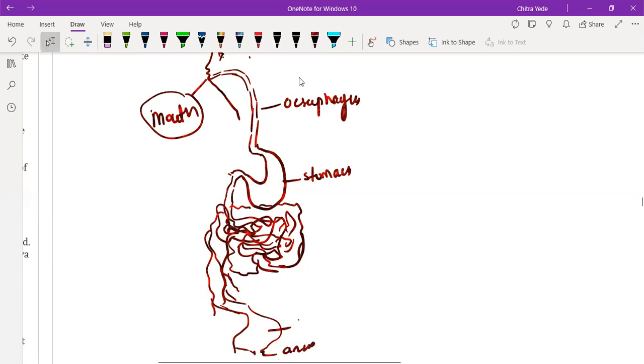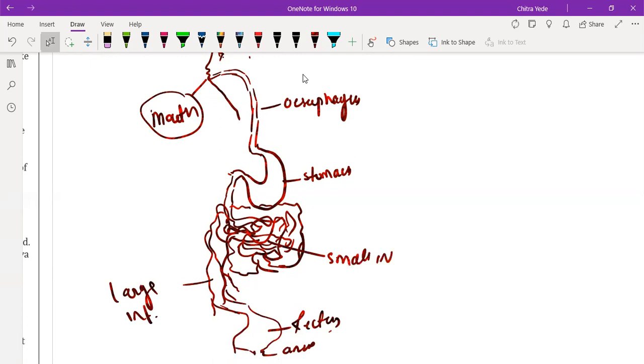It is the rectum. It is the large intestine. It is the small intestine. And it is the stomach. Here the liver is also present. This is the liver.